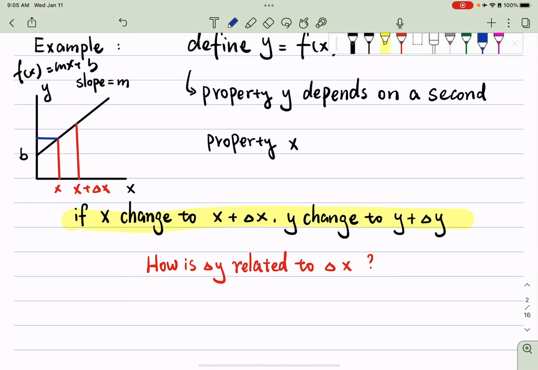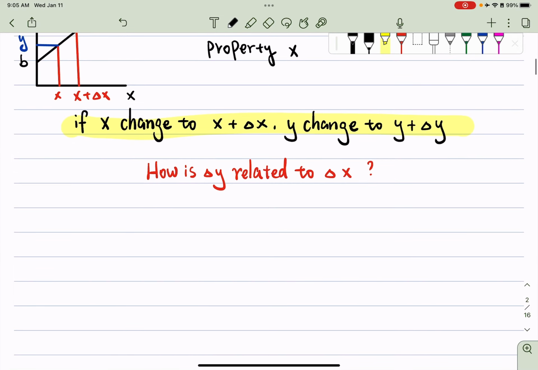Likewise, on this equation, we have y and y plus delta y. So the question we're trying to answer here is how is delta y related to delta x in this relationship?